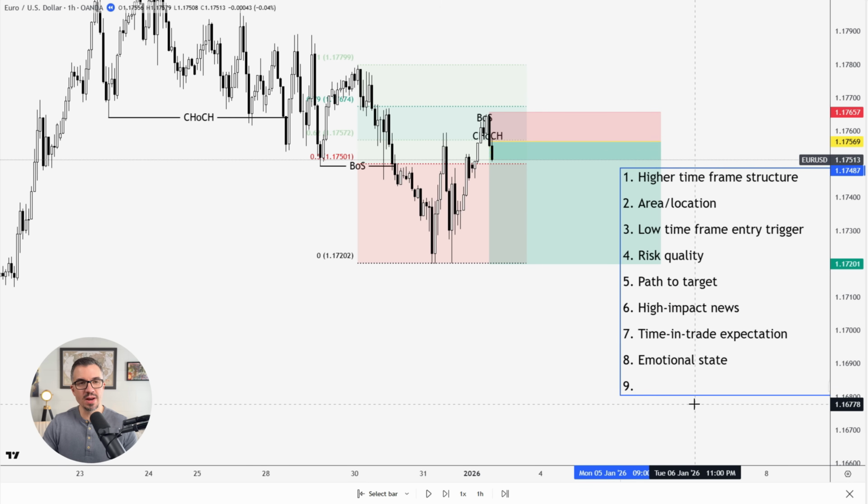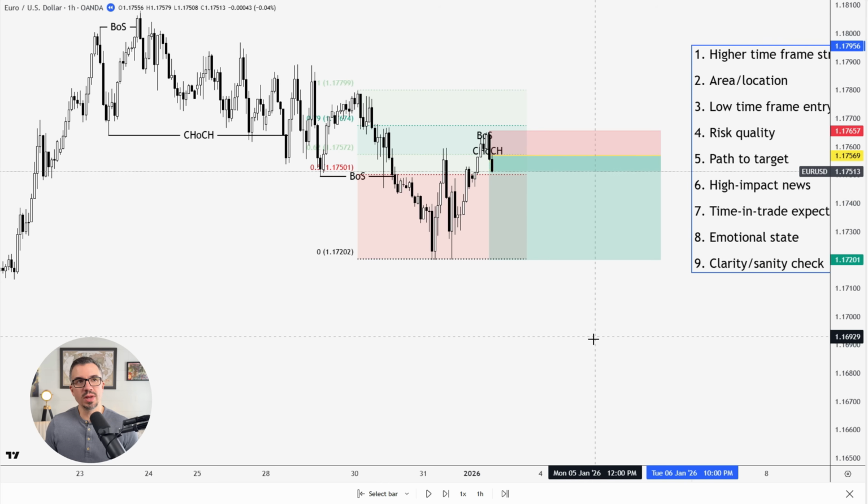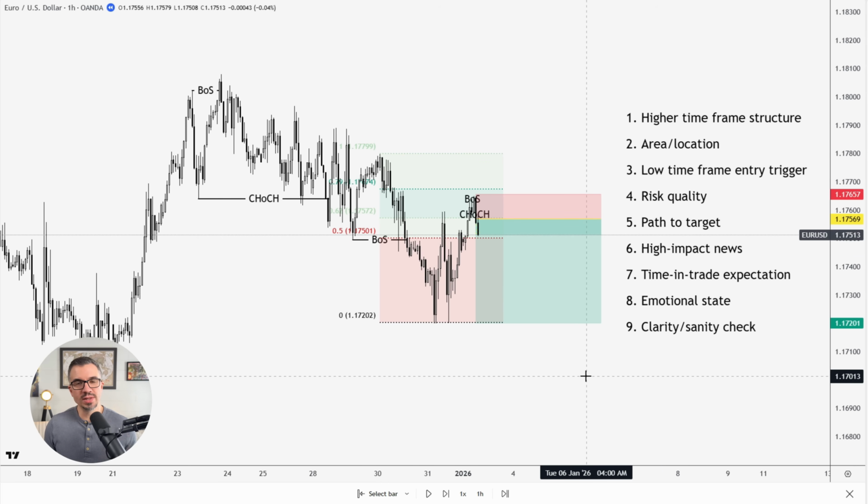And then number 9, last but not least, is going to be our clarity/sanity check. Now, what does this mean? It means that I need to be able to explain what I'm doing here in the market in one simple sentence or less. If it takes me a whole paragraph to explain what I'm doing, then I'm completely overcomplicating things. And this is a good practice for you.